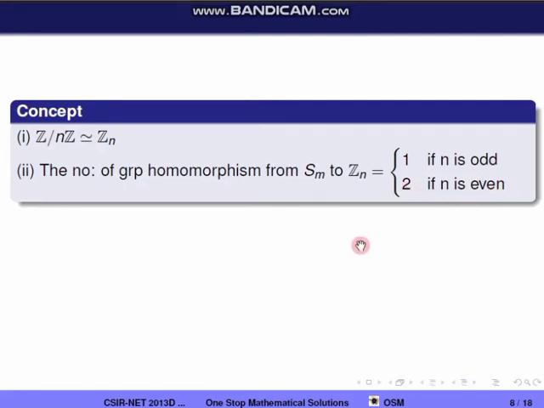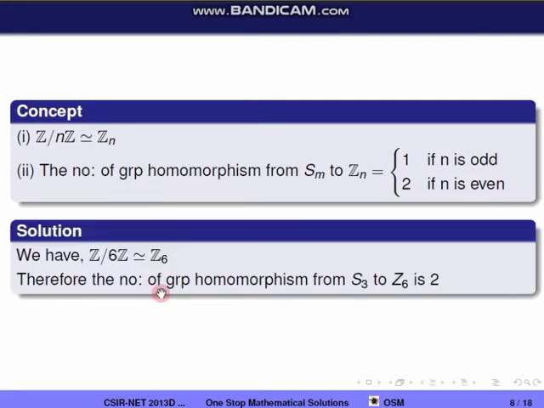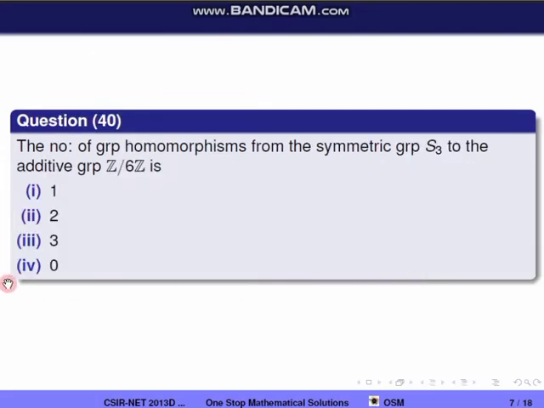So here we have to find the number of group homomorphisms from S3 to Z by 6Z. We have Z by 6Z is isomorphic to Z6. So we have to find the number of group homomorphisms from S3 to Z6, and 6 is an even number. So the number of group homomorphisms is 2. So we'll check the correct option. So the correct option is the second one.